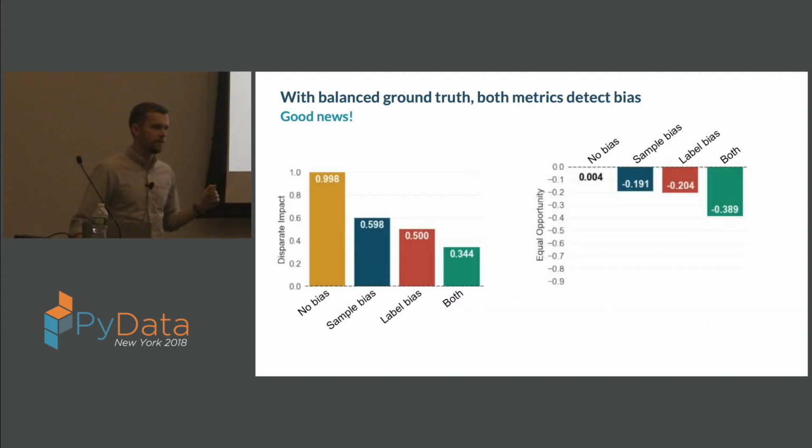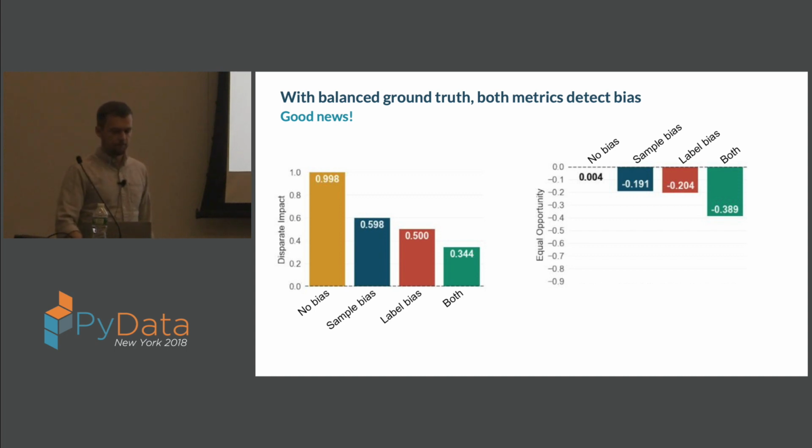And this is what the results look like in the hypothetical world where ground truth is balanced. On the left, we have the results for disparate impact. This is the ratio-based comparison. And on the right, we have the results for equal opportunity, which is the difference-based comparison. For disparate impact, because it's a ratio, values of 1 indicate no measured unfairness. And for equal opportunity, values of 0, because it's a difference, indicate no measured unfairness.